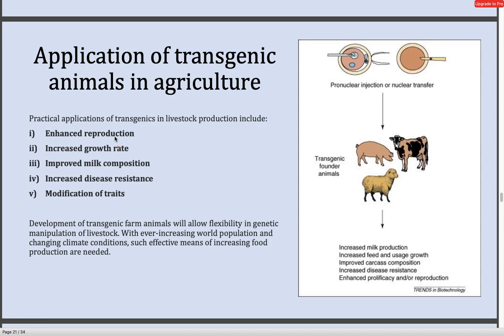I see lots of people shaking their head now. So we'll discuss all that in the next class. So again, practical applications of transgenic is mostly for reproduction, growth rate, disease resistance, and modifications of traits.